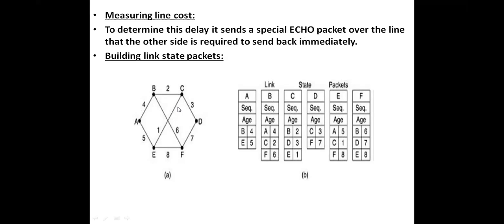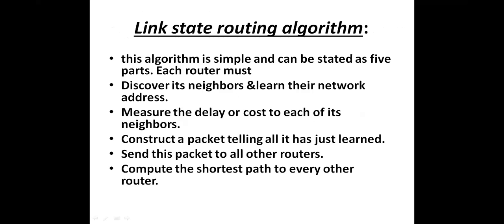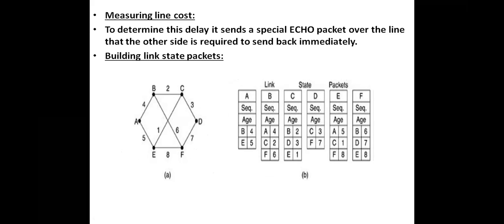After that, we need to construct the link state packet. What is the first step? We need to discover the neighbors. After that, we need to calculate the cost. After that, we need to construct the packets. How can we construct the packets? For example, A: what are the neighbors, B and E? So this is the A packet. A, B and E. What is the distance between A to B? 4. What is the distance between A to E? 5. For B, A is one neighbor, C is one neighbor, and F is one neighbor. So A, C, F. What is the distance? 4, 2, 6. Likewise, we need to construct the packets.